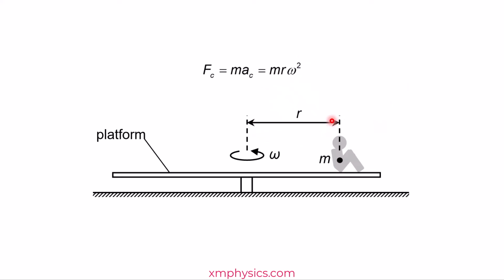Let me give you another example. So this is a merry-go-round that's spinning around at an angular velocity of omega. So if you're sitting on a merry-go-round, then you will be doing uniform circular motion, which requires a centripetal force of magnitude mr omega squared. So where does this centripetal force come from?